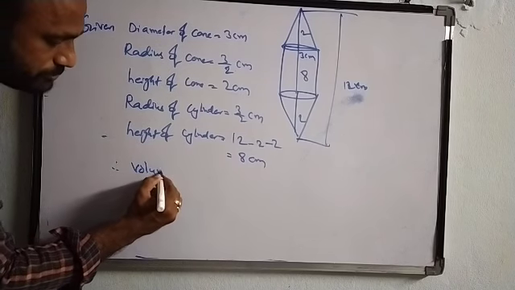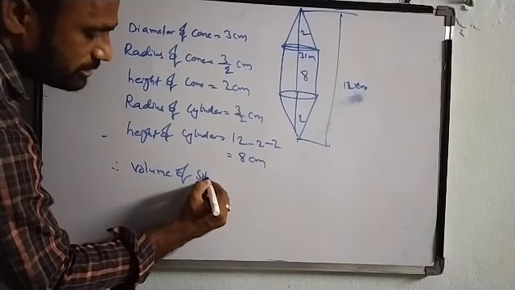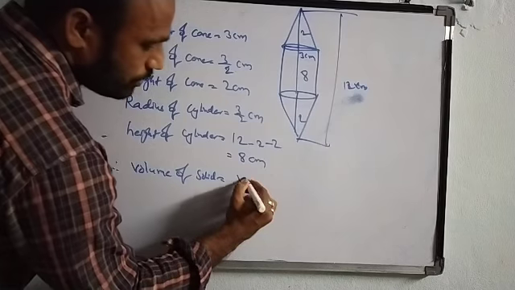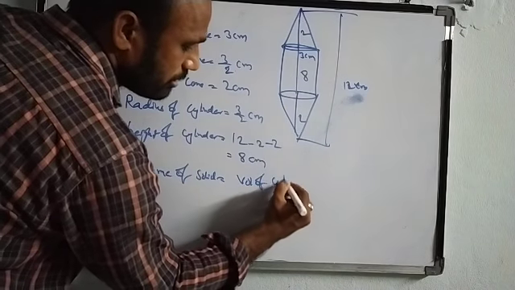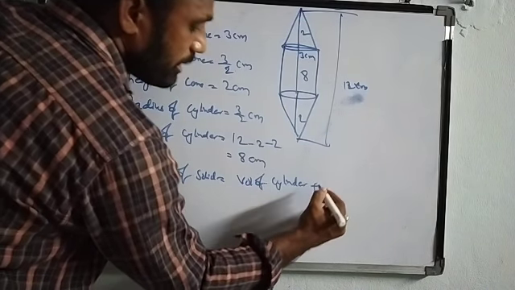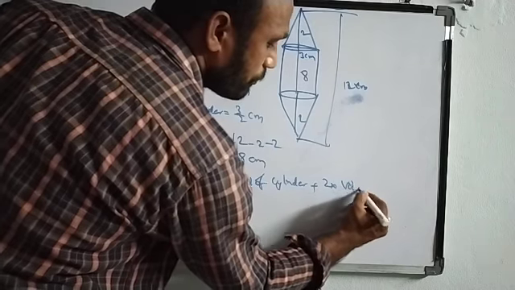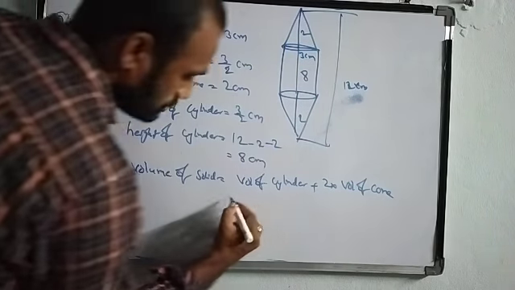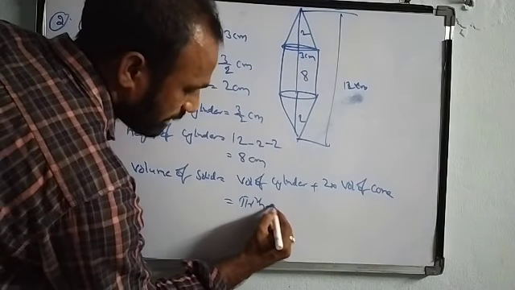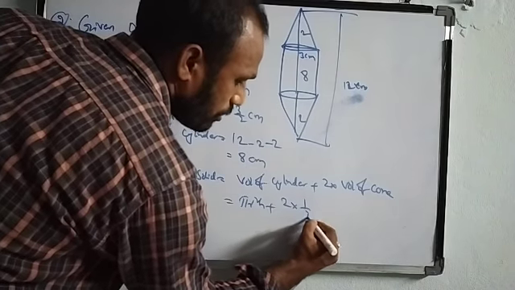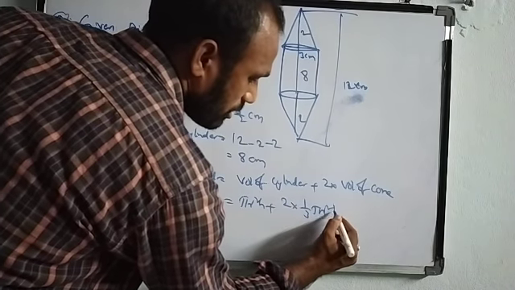Therefore, volume of solid is equal to volume of cylinder plus 2 into volume of cone. So volume of the cylinder formula we have pi r square h, plus 2 into 1 by 3 pi r square h.